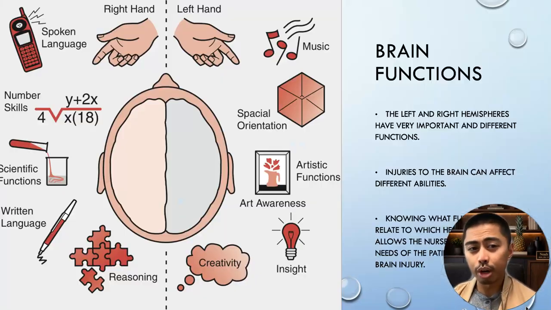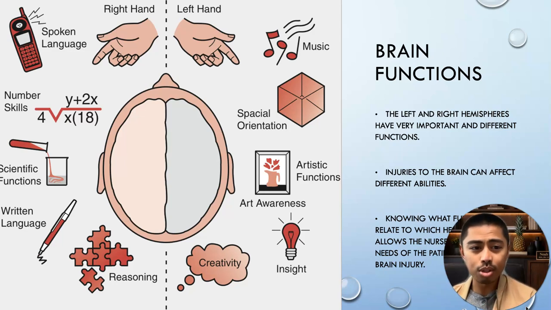So first, with the brain function, we know that the left hemisphere and the right hemisphere both have different signs and symptoms, and depending on which area of the brain has the lesion or the brain damage, we can determine what kind of signs and symptoms our patients are going to be experiencing and how we as nurses are going to respond to that.